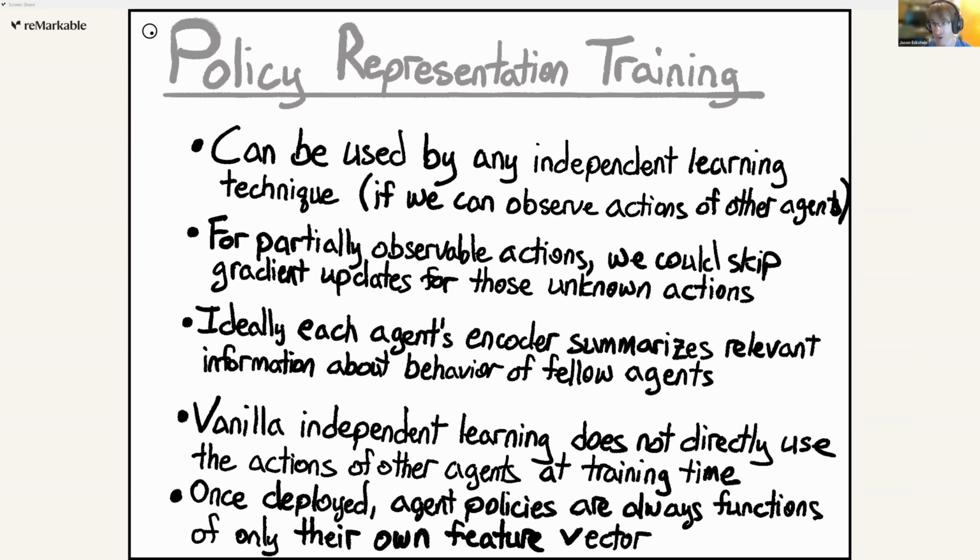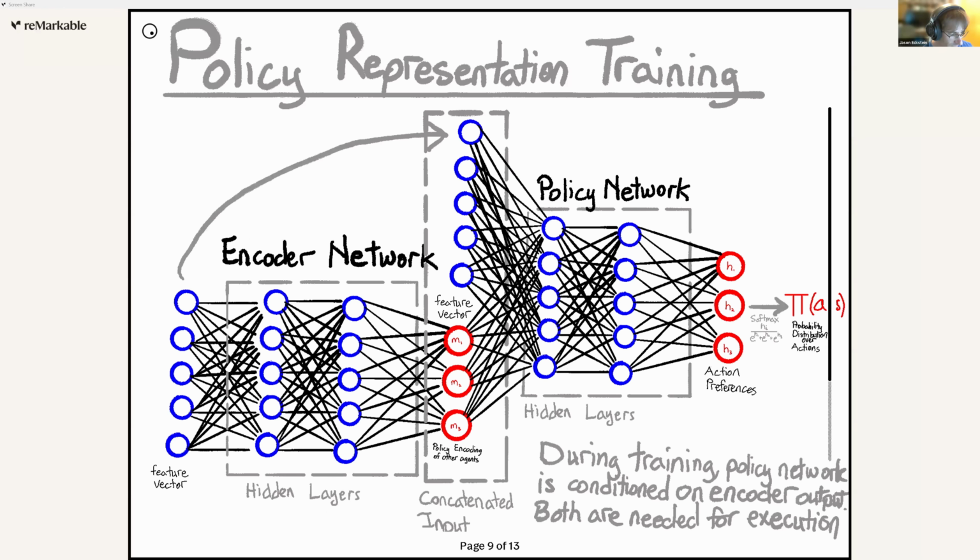But once we deploy the agents, it's the same as we had before. We just ultimately have a function of the feature vector, right? We don't have a function of anything else. If we look back at this, yes, we do have to pass it through the encoder network, but this encoder network's already been trained. We have the policy network, and this entire combined network is still just a function of the feature vector. So it doesn't really change much at deployment. We just have a little bit more of a convoluted architecture, but this is still just a single output function of the feature vector that we have.